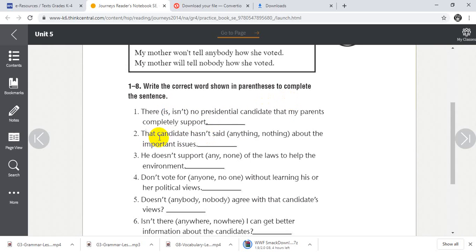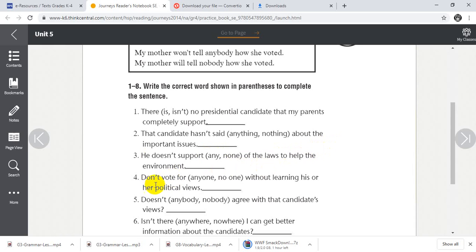Okay, number 2. That candidate hasn't said anything or nothing about the important issues. We're going to say hasn't said anything. Why? Because hasn't here is has not. Not is a negative, so we cannot use nothing, which is another negative. Only one negative per sentence, remember? Number 3. He doesn't support any or none of the laws to help the environment. Doesn't, negative, right? None, negative, so we cannot use none, so we're going to use any. Okay? Any of the laws. Okay?